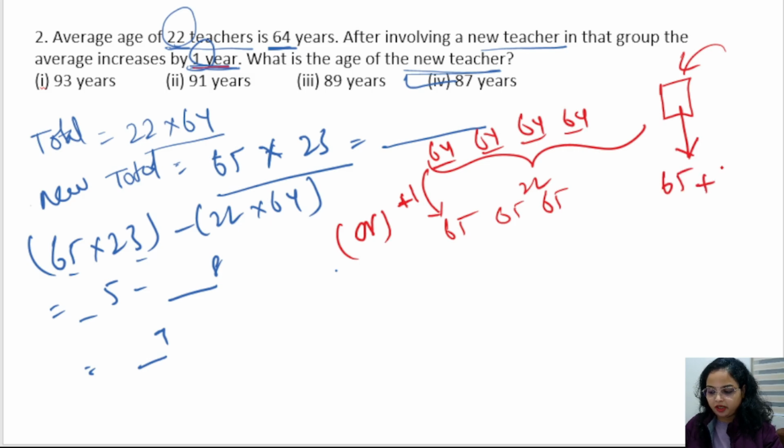So it is 65 plus. The teacher gave 1 year to each of the 22 teachers. So it is 22. The teacher gave 22 years. So 87 is the answer. 87 is the age of the new teacher.